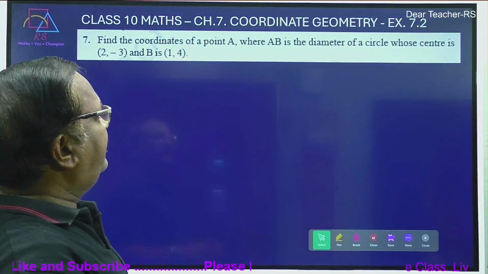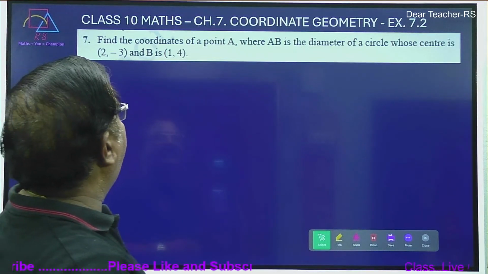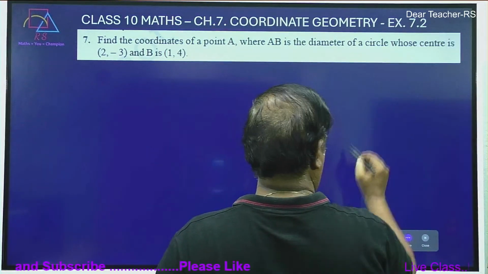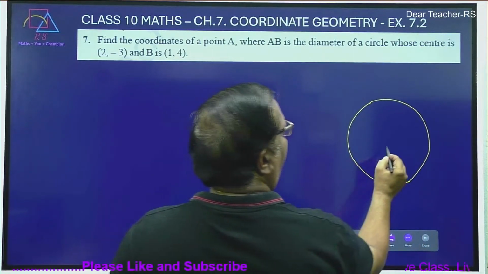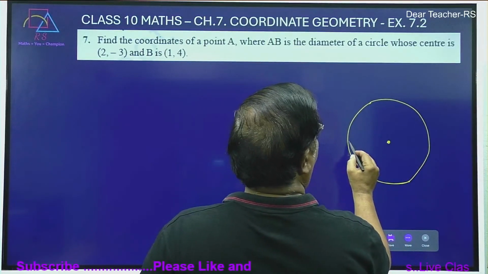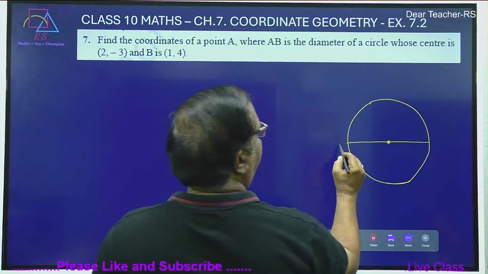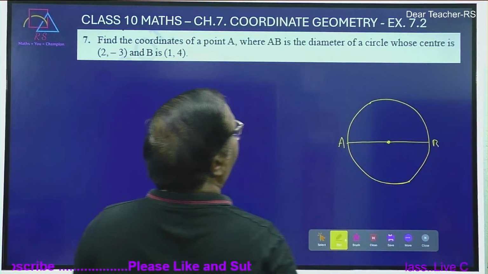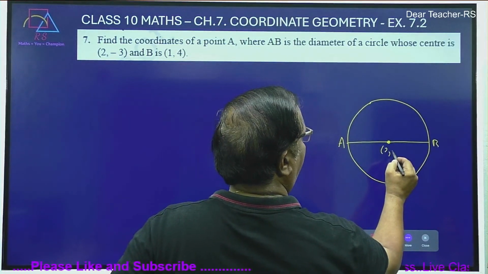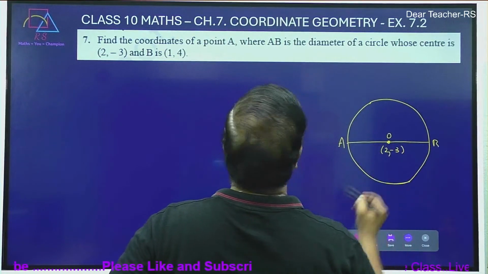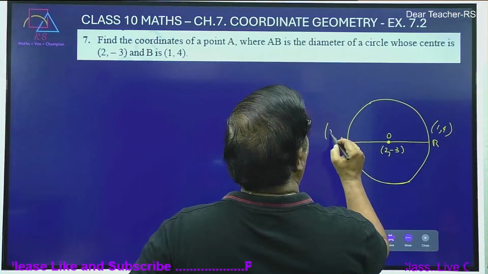Find the coordinates of point A, where AB is the diameter of the circle whose center is O. So a circle is given, and this is the center, and this is the diameter. Find the coordinates of A, where AB is the diameter. The center O is (2, minus 3), B is (1, 4), and A is unknown, (x, y).